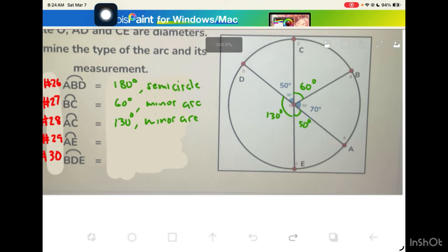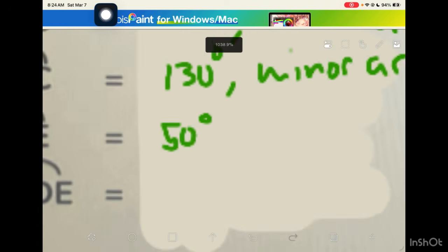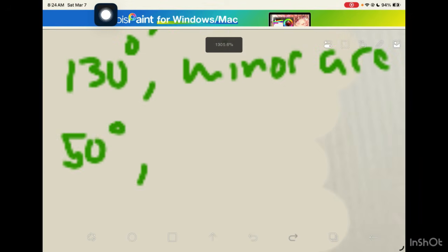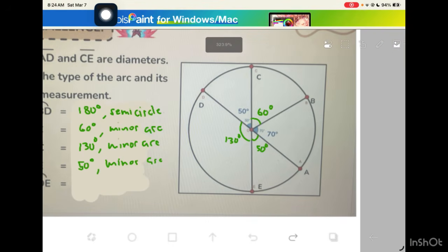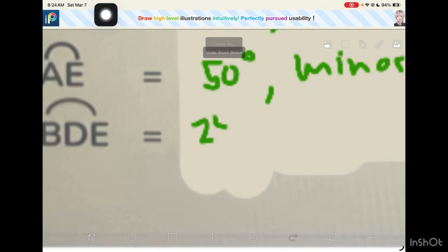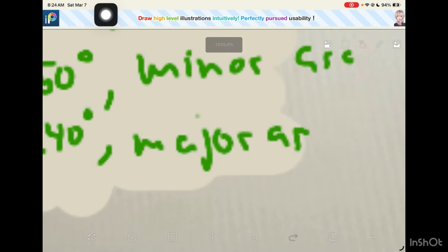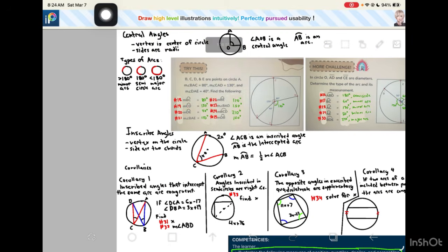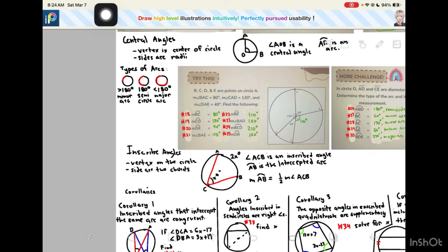Then we got arc AE, which is 50 degrees by the vertical angles theorem, the same theorem we used to solve the arcs. And lastly, arc BDE. 130 plus 50 plus 60 is 240 degrees. Major arc. So that's all for central angles. It's very simple. The next type of angle that you will commonly come across is called the inscribed angle.